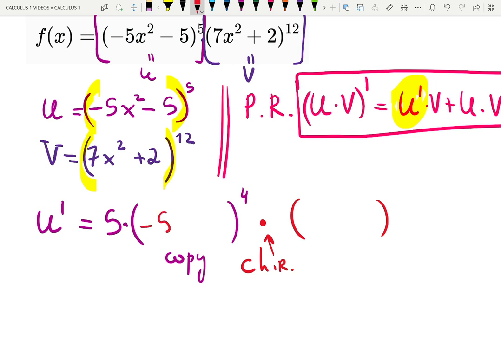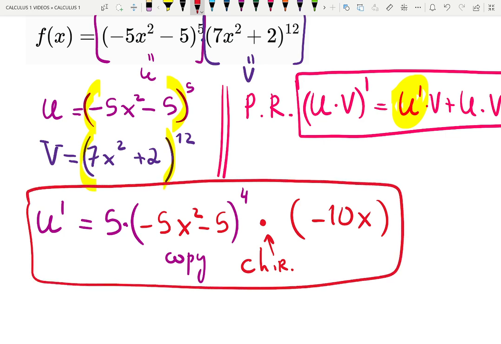Now I can write it down and see that the function inside is a polynomial. It's a quadratic function. Minus 5x squared minus 5. Derivative of that is minus 10x. And that is a derivative of u.